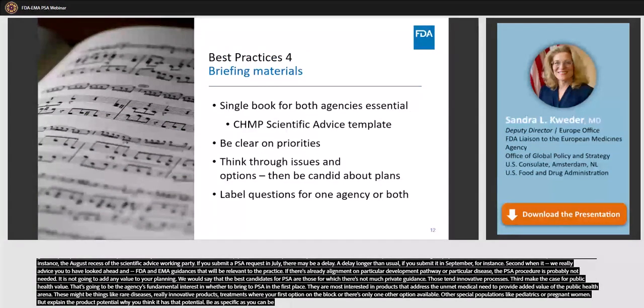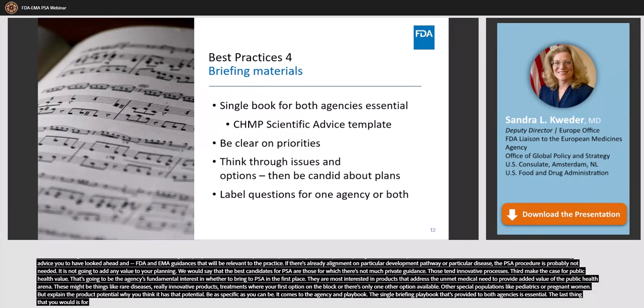The fourth category of best practices really falls into what I consider true pragmatics, and it comes down to the briefing materials or your playbook that the agencies are going to review. A single briefing book that's provided to both agencies is essential. The last thing you want is for the regulators to be talking together and learn someone has information that the other does not.